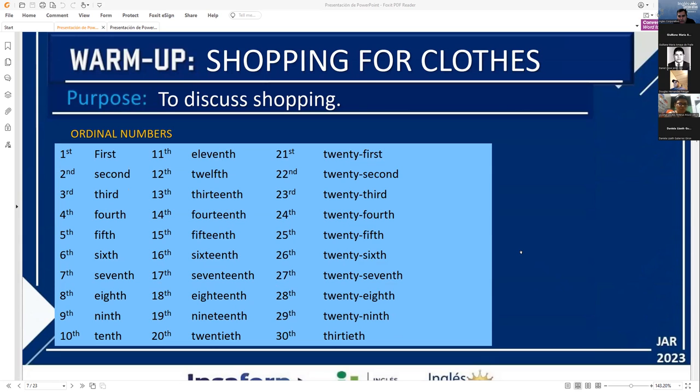We're going to introduce first ordinal numbers. Teacher, what are ordinal numbers? Ordinal numbers introduce order. What is the first, what is the second, the third, the next, etc. They put things in order.